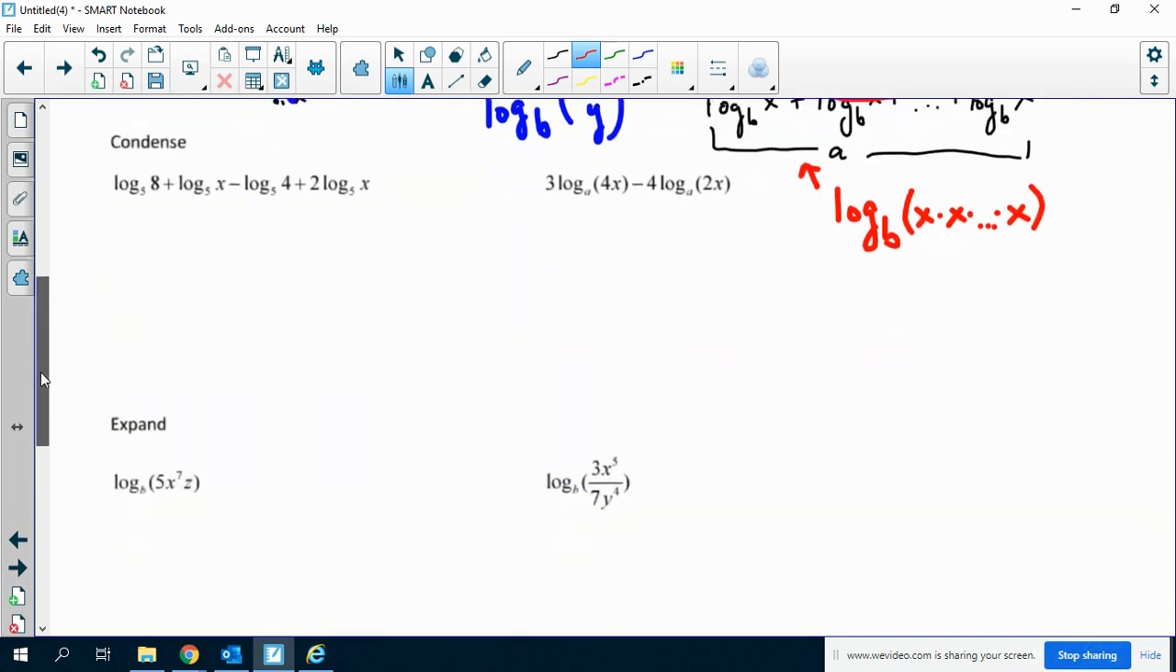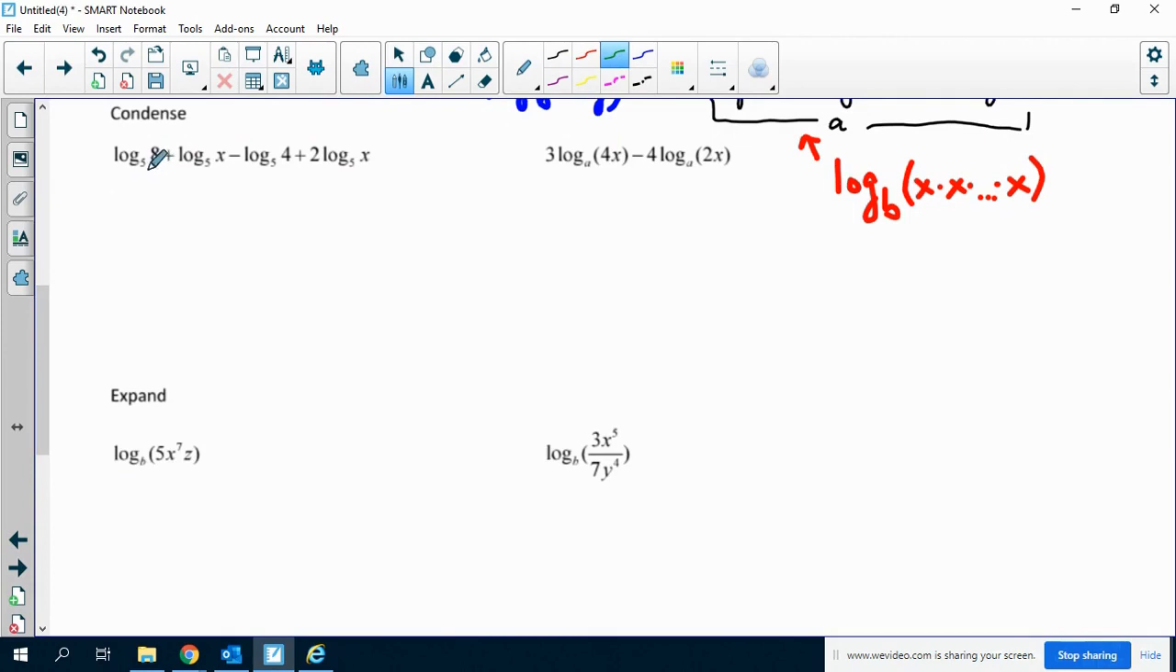Now let's do some examples. Condense. All of these are log base 5s. So anytime I see a plus, I'm going to put it on the inside and multiply. Anytime I see a minus, I'm going to put it on the inside and divide. So the first thing I have to do is see that I have this 2 here. So I'm going to rewrite 2 times log base 5 of x as log base 5 of x squared. And now I can do the problem.